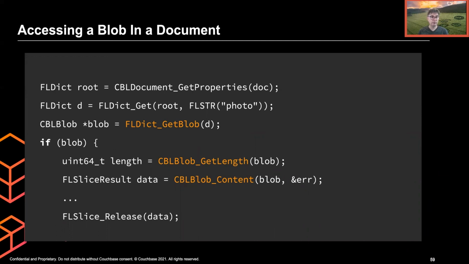First we have a document, and we get its properties on the first line, getting this root value. Then we get the photo property from the root. And we happen to know that photo is a blob, but we have it as an FLDict right now. So we can call FLDict get blob, and that will return that blob dictionary exposed as a blob object. And now we can do things like call CBLBlob get length, CBLBlob get content to get the blob data and metadata.